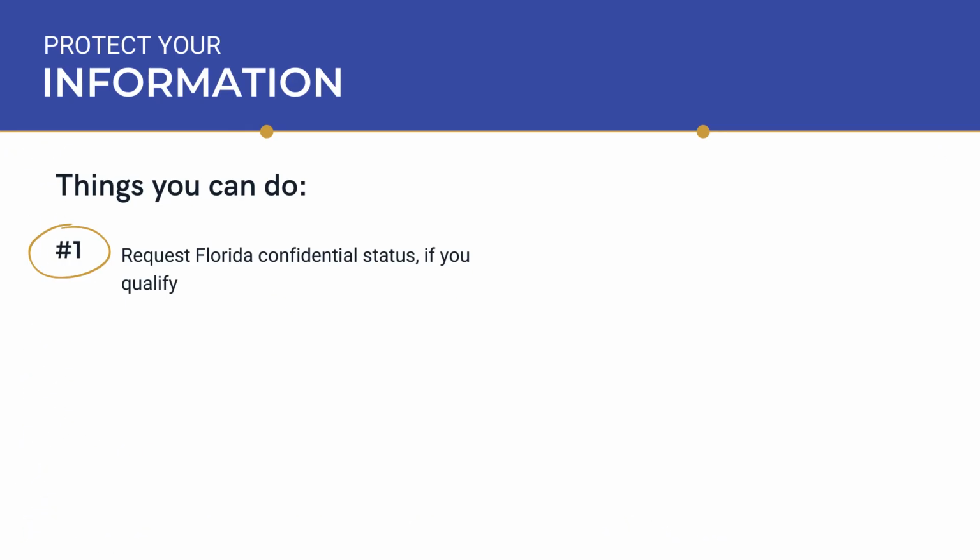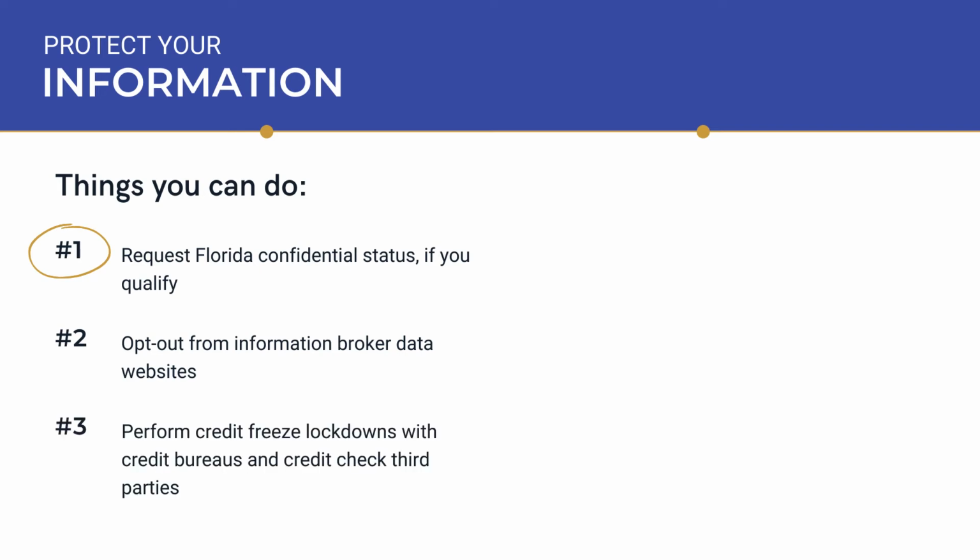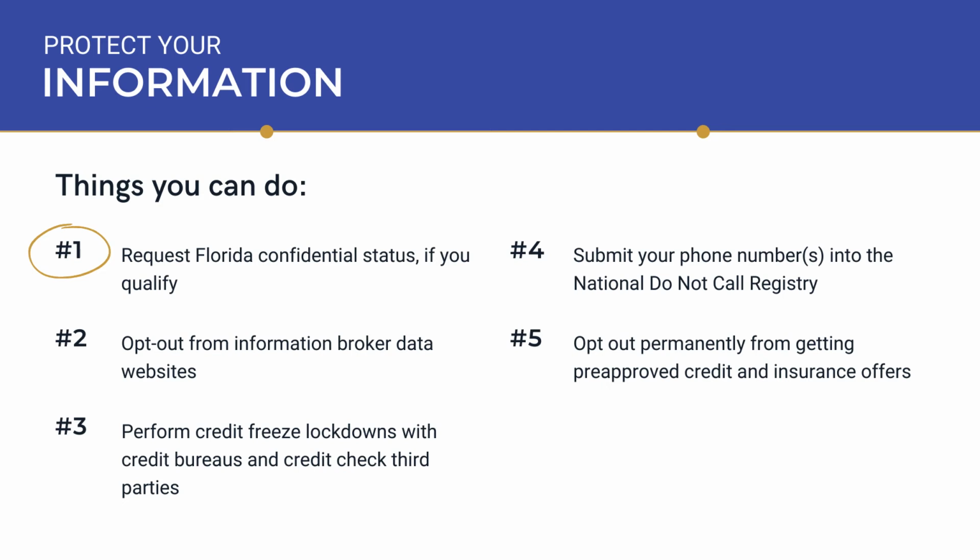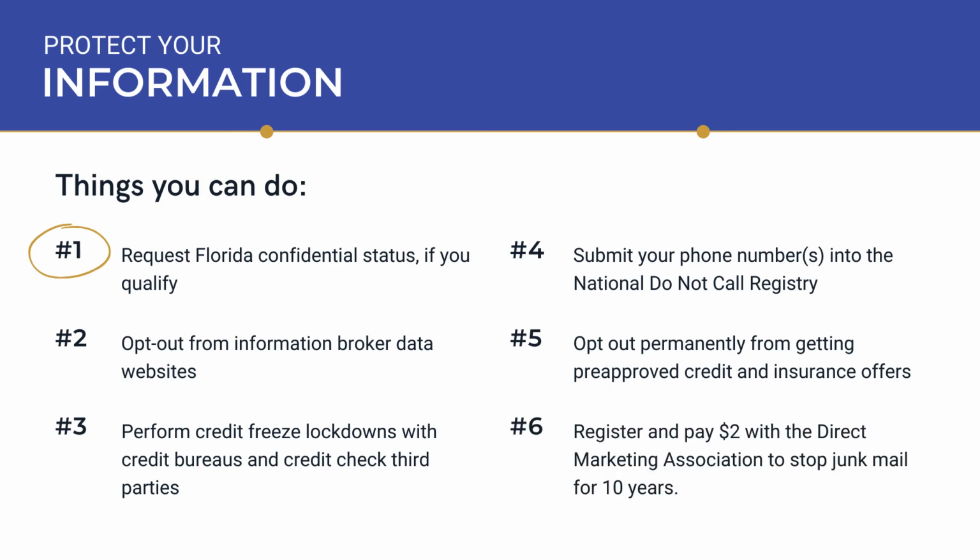And just in case you don't qualify, here's some more to consider. You can opt out from information brokers, you can perform a credit freeze, get on the do not call registry, opt out from pre-approval offers, and or pay $2 to stop junk mail for 10 years. But going back to number 1, I want to show you how you can apply.